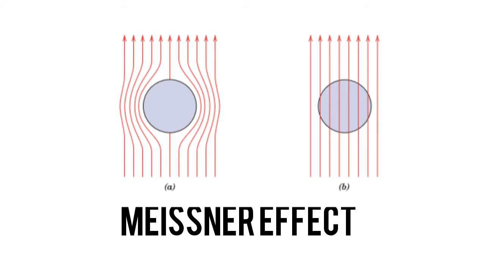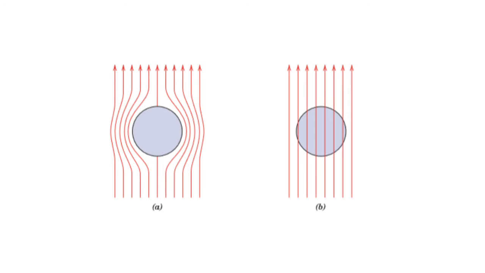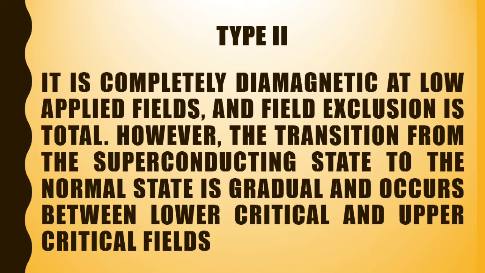On the left side of the picture, the superconducting state excludes a magnetic field from its interior. While on the right side of the picture, you can see how the magnetic field penetrates the same body of material once it becomes normally conductive. Type 2 superconductors are preferred over Type 1 for most practical applications by virtue of their higher critical temperature and critical magnetic fields.